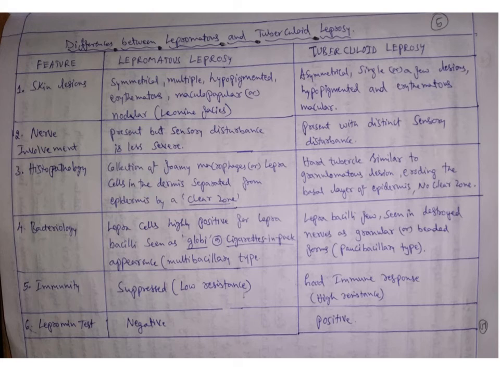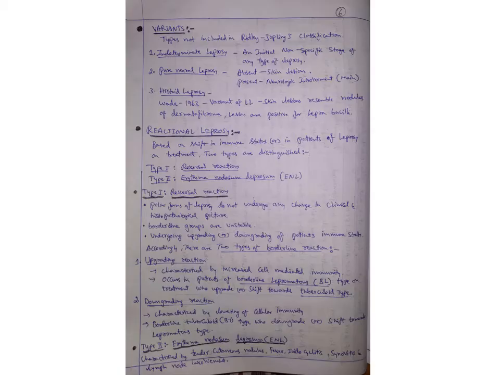Then immunity is suppressed in lepromatous leprosy, so there is very little body resistance, whereas in tuberculoid leprosy immunity will be more, so there is high resistance against the microorganisms in the body. Lepromin test is negative in lepromatous leprosy, and positive in tuberculoid leprosy. The next topic, variants. Types not included in Ridley-Jopling's classification are indeterminate leprosy, pure neural leprosy, and histoid leprosy. These are the 3 variants not reported in the Ridley-Jopling classification.